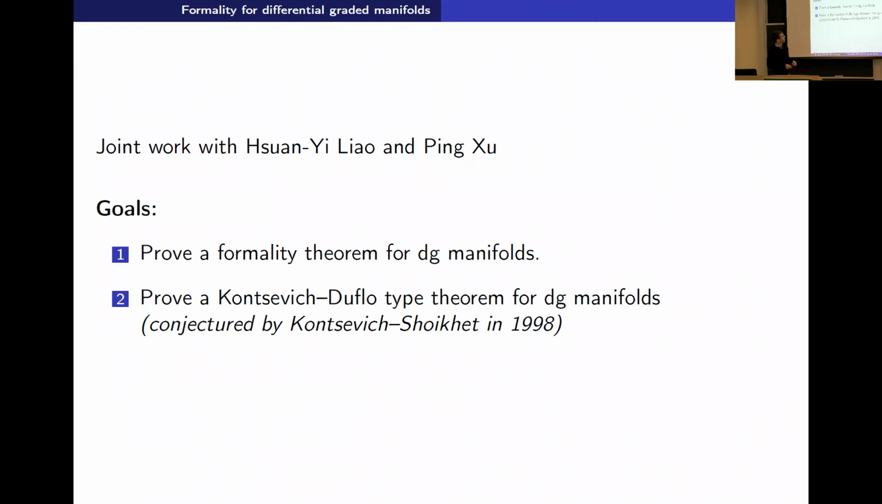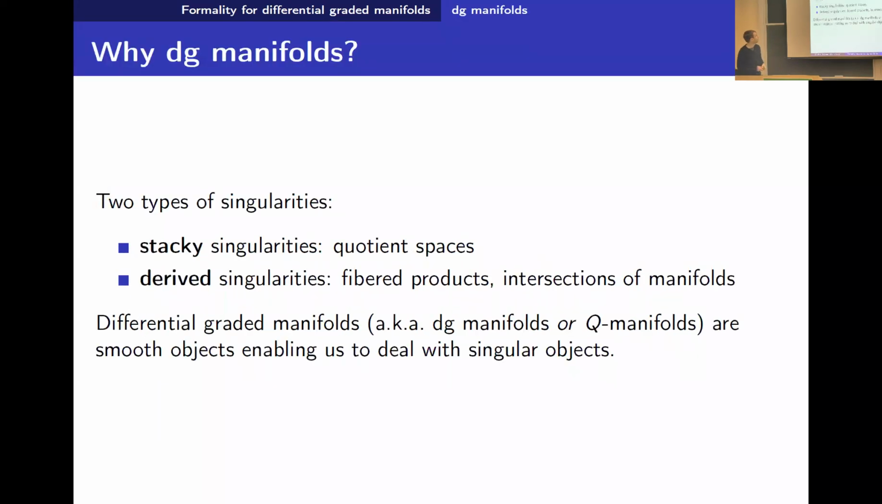Okay. So in our project with Liao and Xu, the two goals of our project were to first prove a formality theorem for differential graded manifolds, and then as a consequence to prove a Kontsevich-Duflo type theorem for DG manifolds. I'm going to recall later what this Kontsevich-Duflo theorem is. And by doing this, we essentially settle the conjecture of Kontsevich and Shoikhet going back to 1998.